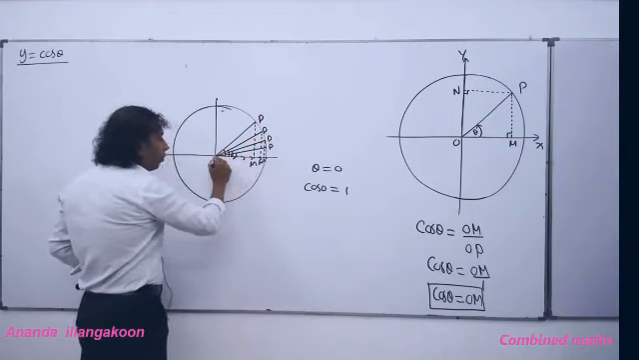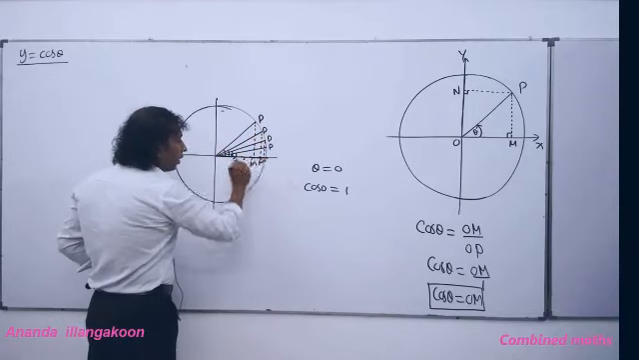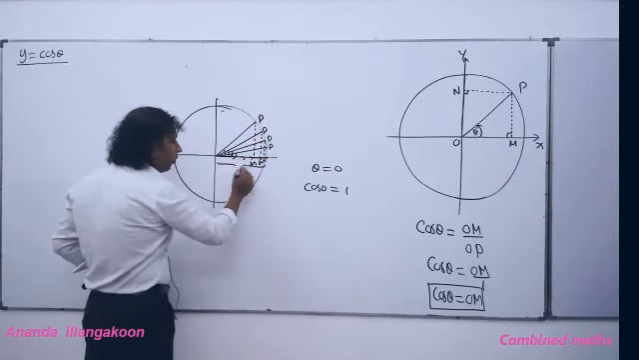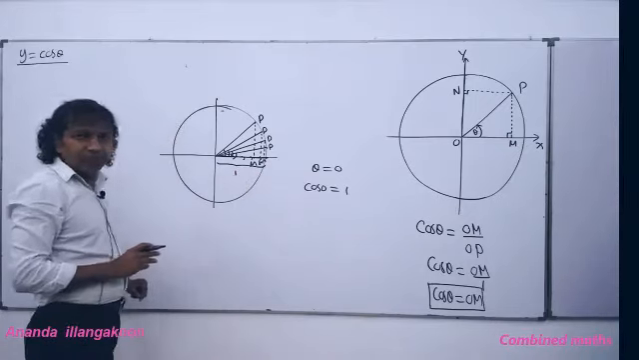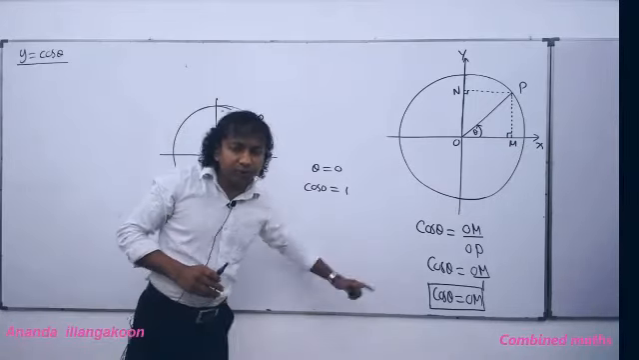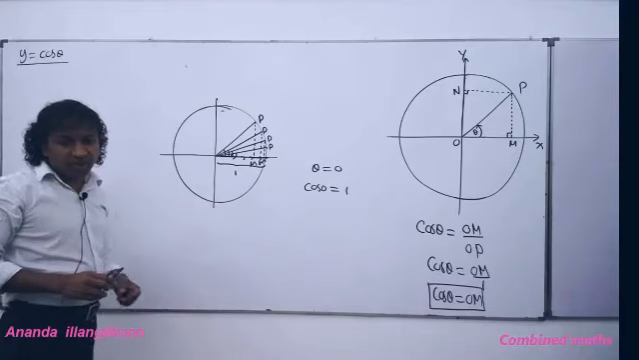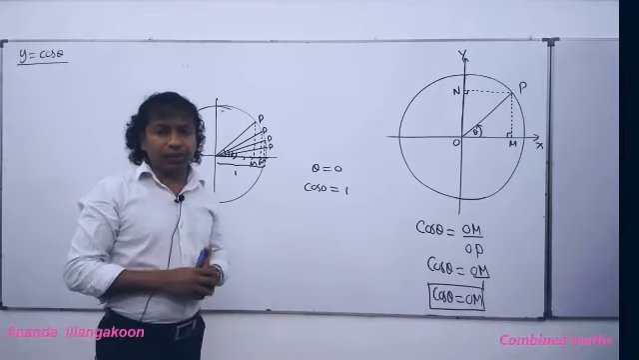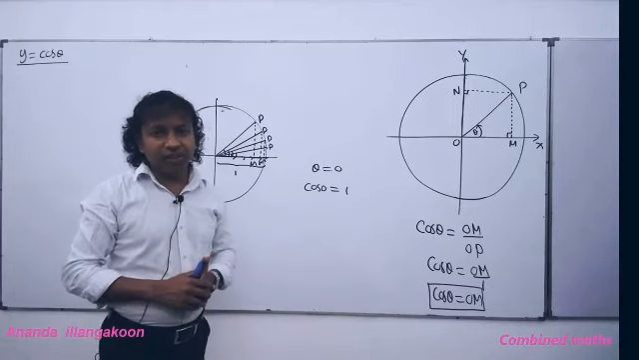When theta is 0, OP is on the x-axis, then point P is here, point M also here. Then OM will be equal to 1. Because this time the cos theta value is given by OM. So let us discuss the behavior of OM.